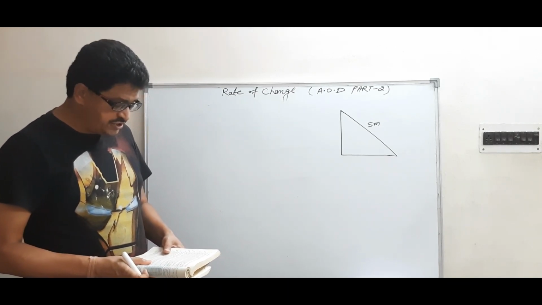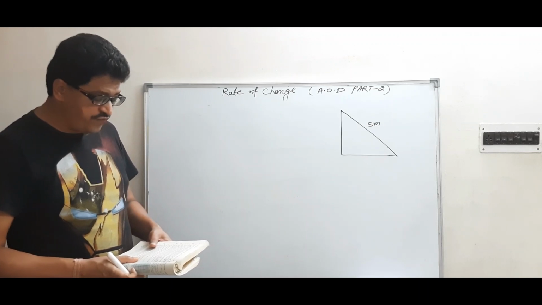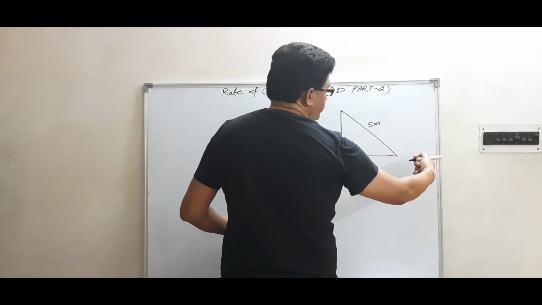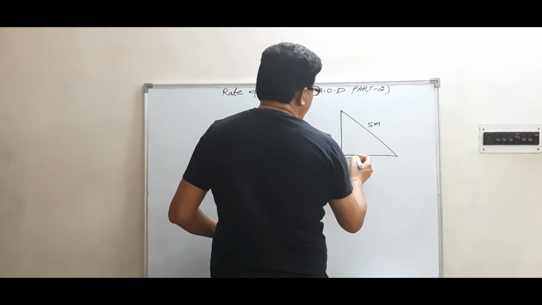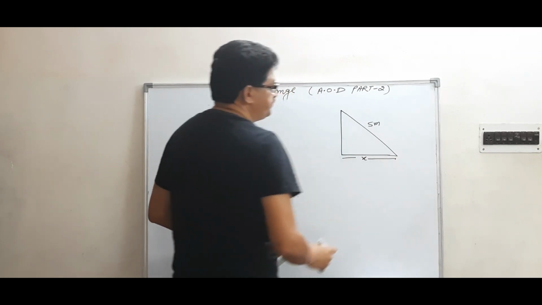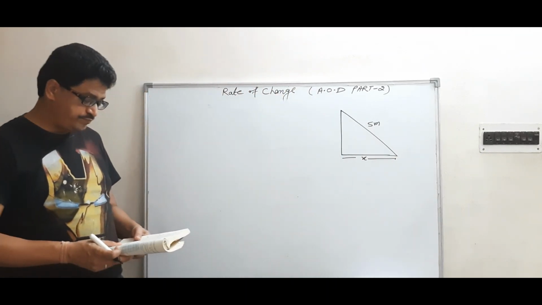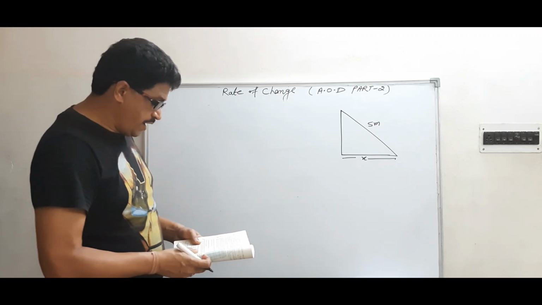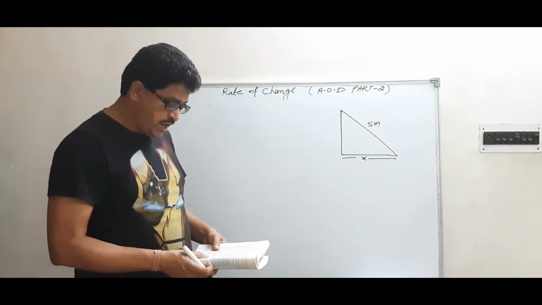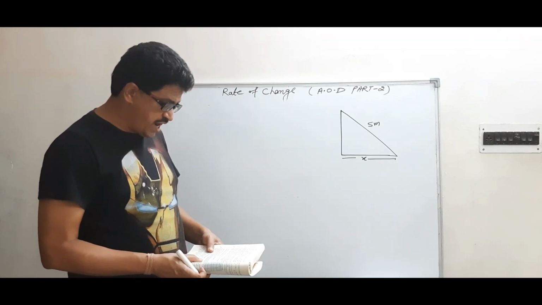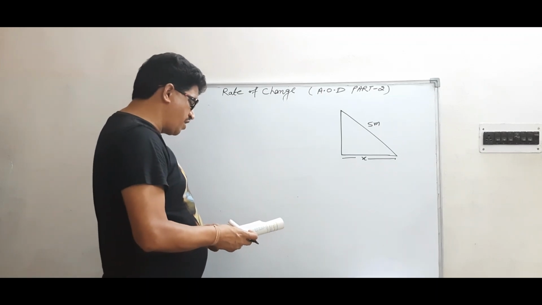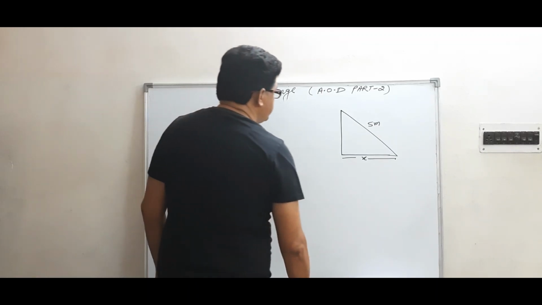The bottom of the ladder is pulled along the ground away from the wall. We pull the bottom of the ladder along the wall. Suppose this distance is x. At the rate of 2 centimeter per second. How fast is its height on the wall decreasing when the foot of ladder is 4 meters away from the wall.